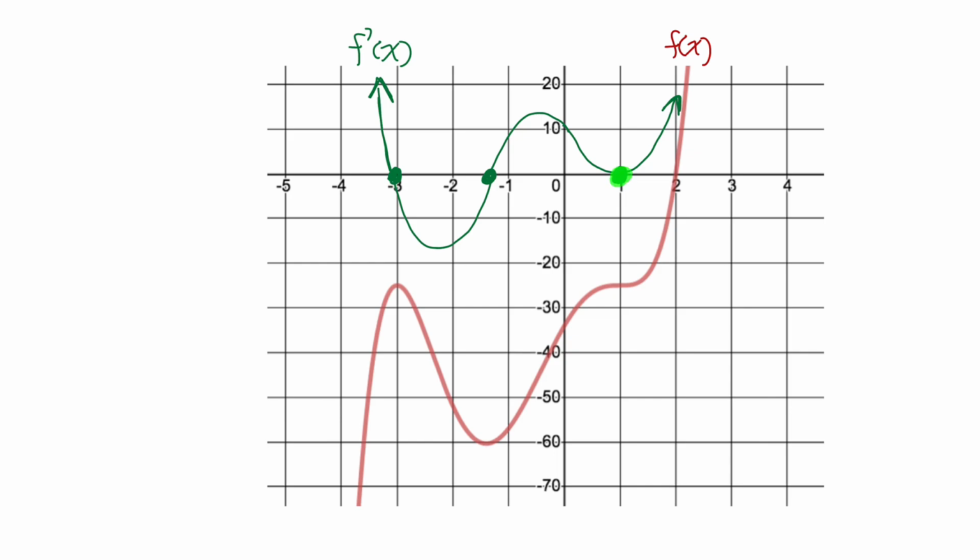Notice at an x value of 1, the y value of the derivative is 0, which means at that x value, there's a horizontal tangent line. It has a slope of 0. Before the x value of 1, the derivative had positive y values, and after, it had positive y values, which means the original function was increasing before and increasing after the x value of 1.